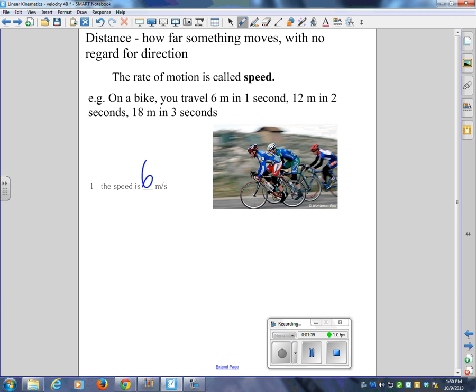Correct answer is 6, right? We're going 6 meters in 1 second, 12 meters in 2 seconds, 18 meters in 3 seconds. 6 divided by 1, or 12 divided by 2, or 18 divided by 3, right? Nod, yeah, I get that. I see a few. Continuing on.